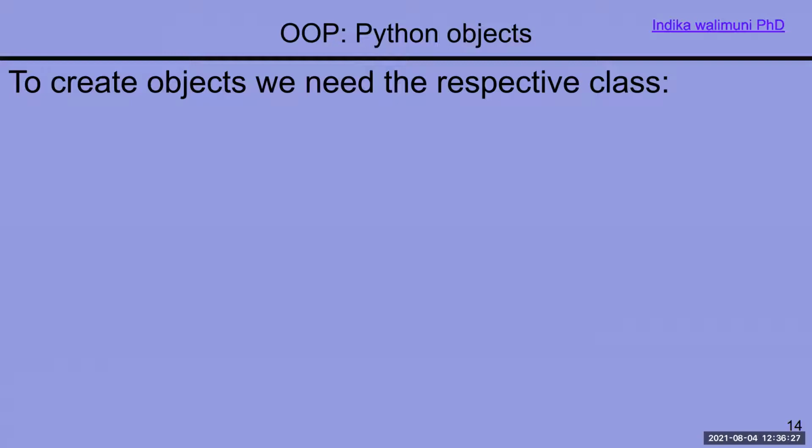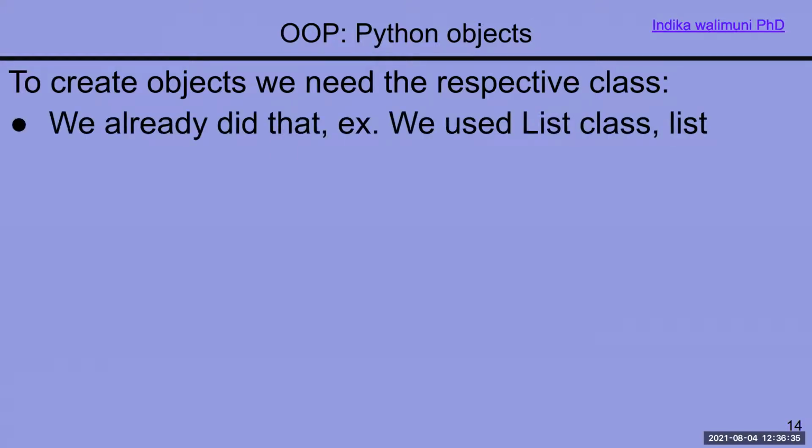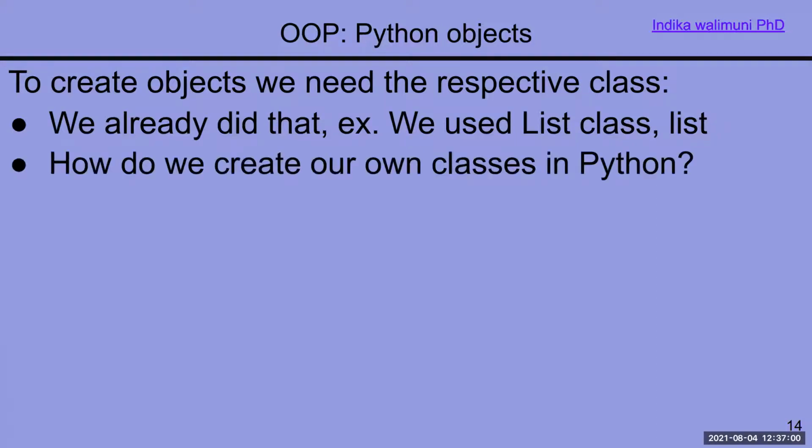All right. In Python, to create objects we need the respective class. We have already been doing that. For example, when creating a list with the built-in function, we actually use the type constructor of the list class. So we use the list function, which is the type constructor of the list class. Now let's learn how we can create our own Python class.